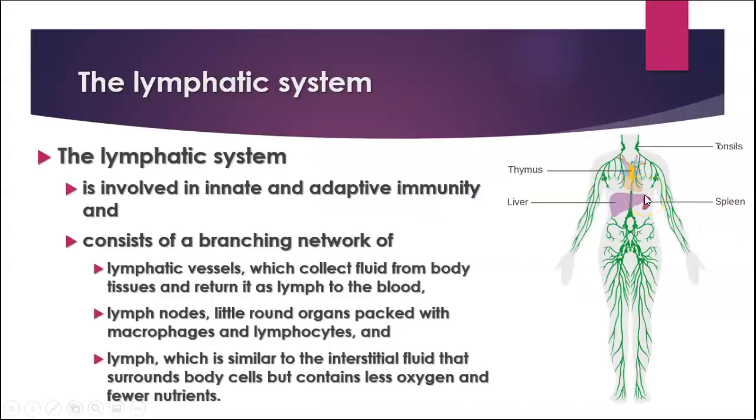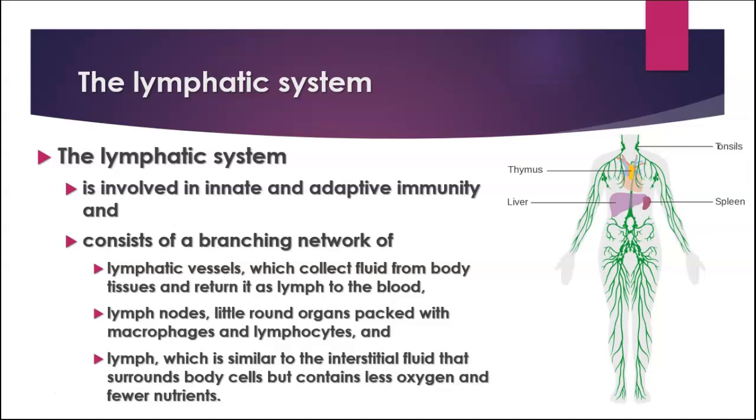One system of your body that's intimately involved with immunity is the lymphatic system, and it's involved in both the innate and adaptive immunity. There's a branching network of vessels called lymphatic vessels throughout your body. You can see in the picture here, they collect tissue fluid that is called lymph, and it'll be taken back to the bloodstream as necessary.